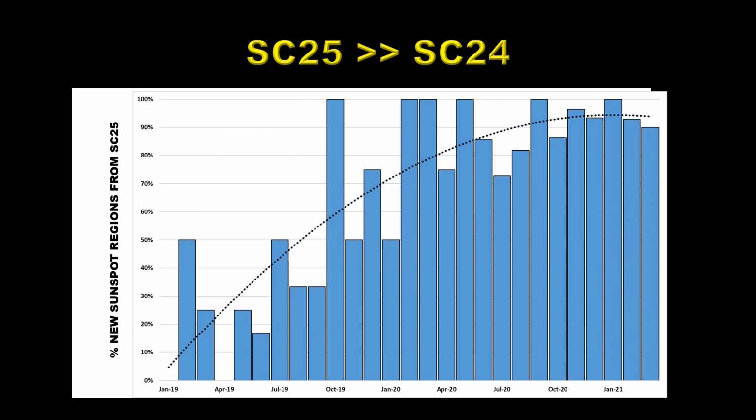You can reflect the change in the number of spots from the old cycle to the new cycle in a graph like this, showing that about 2 years ago, there were hardly any new cycle spots at all, but now over 90% of the spots that appear are in fact new cycle, solar cycle 25 regions.